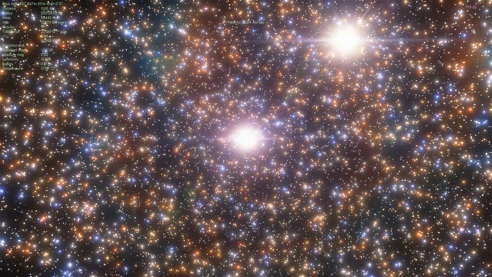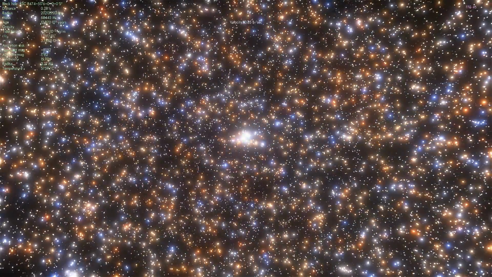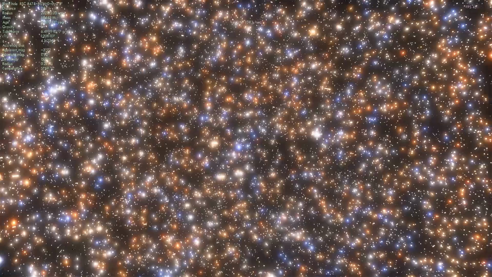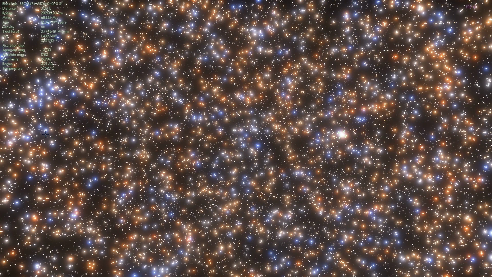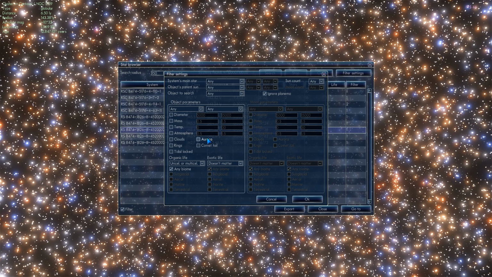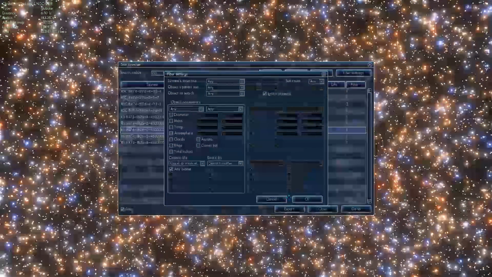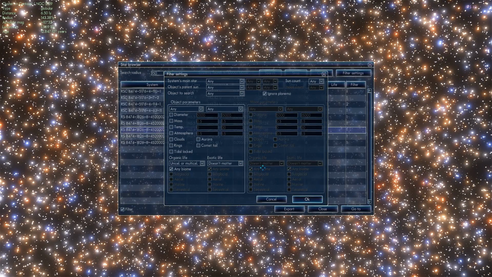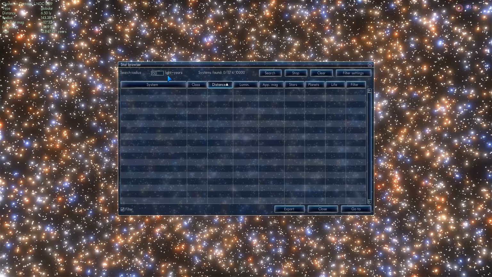Let's explore just a little bit more of this particular system and this cluster. I'm going to zoom out, and let's do a bit of a search and try to find at least one planet that may have life on it. Let's look for any star or system that has any life, unicellular or multicellular, in the vicinity of this cluster, a distance of about 150 light years away, and that's essentially the radius of this cluster. So we're going to go through the systems and see if we find anything.